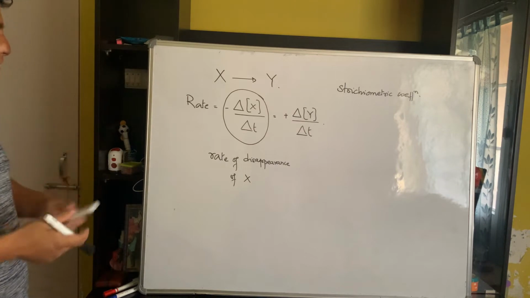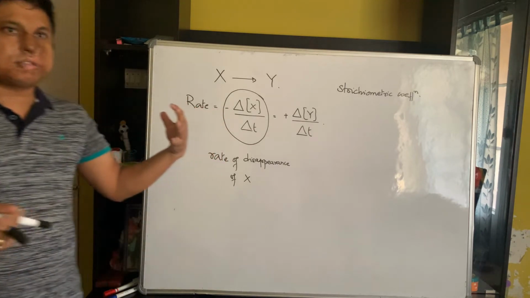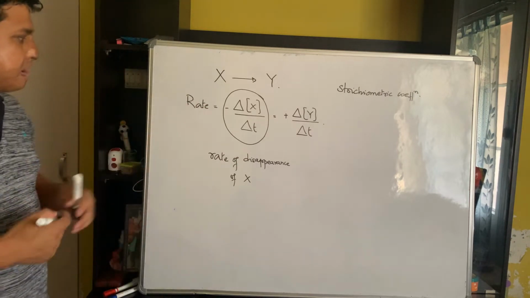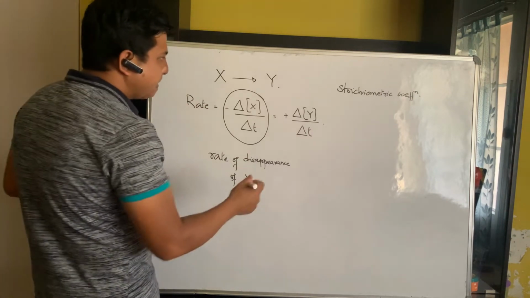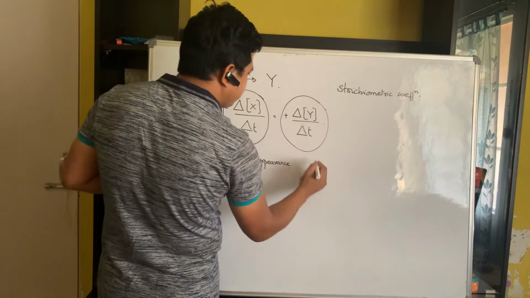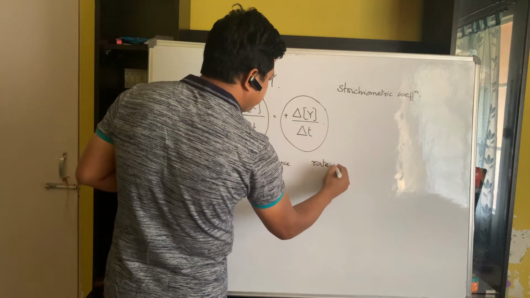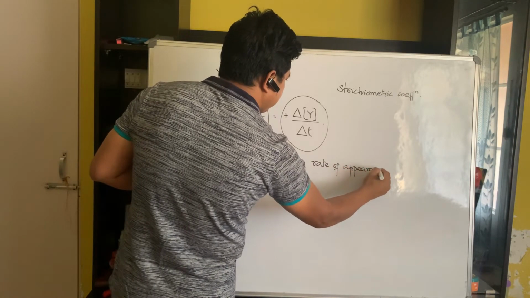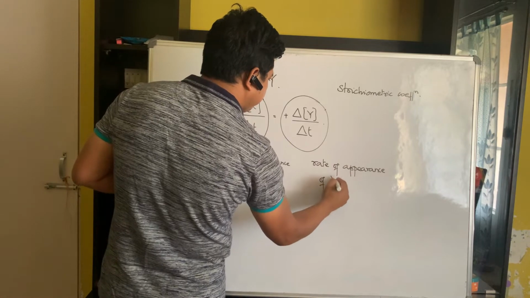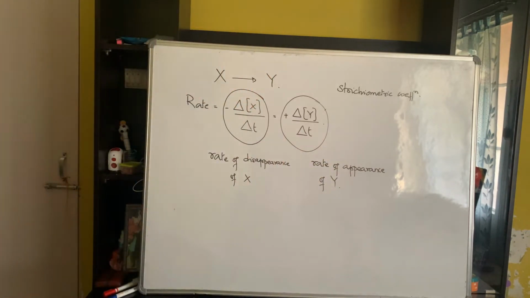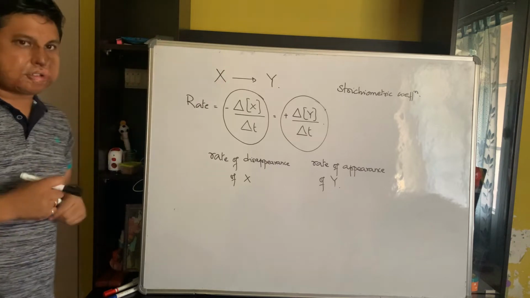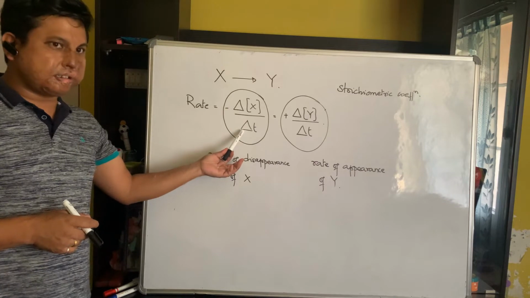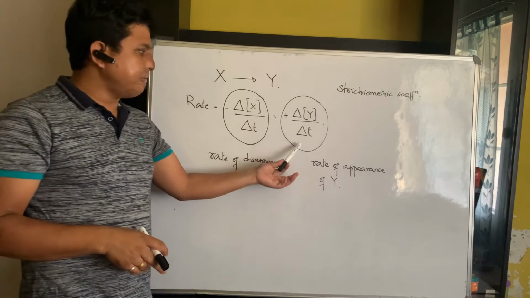Why do I write rate of disappearance? Because the reactants are gradually getting converted into product, that is, they are gradually disappearing. And since the products gradually appear, they are formed. So this quantity is also known as the rate of appearance of Y. So in this hypothetical reaction, the rate of reaction is equal to the rate of disappearance of X, which is equal to the rate of appearance of Y.